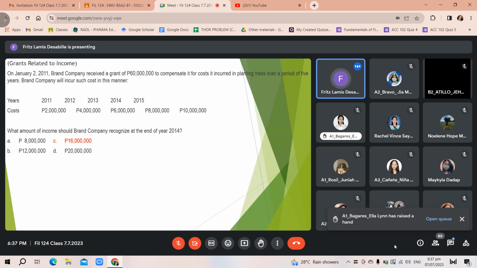Kapit na guys, 19 pages to go. Dali lang ni siya, sige.